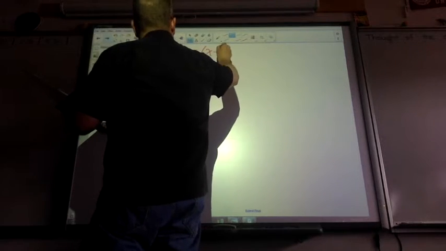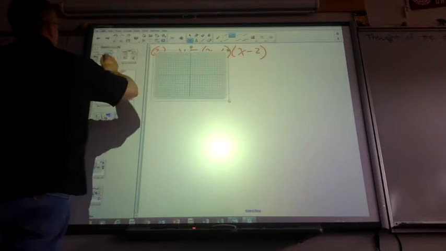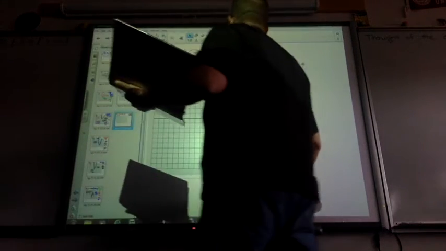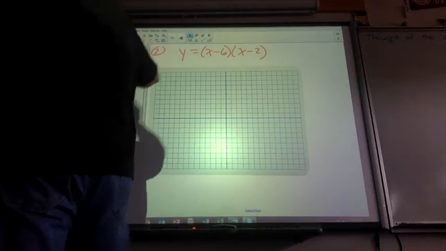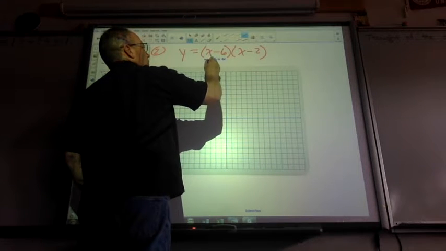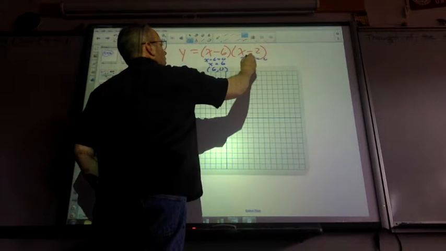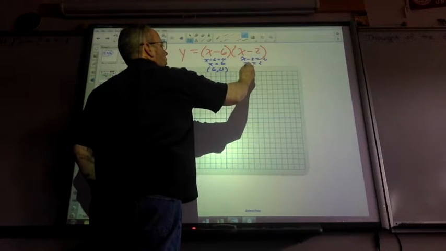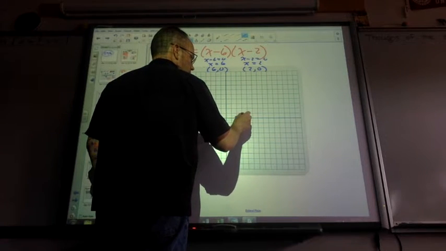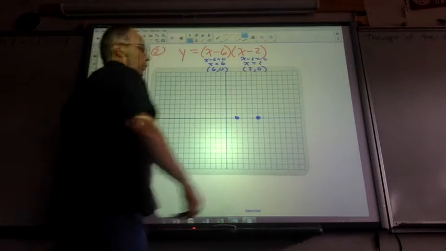Okay, is the second problem presented in vertex form? No, but it's set up so we can find the roots. What do you mean it's set up to find the roots? Well, my roots are going to be this. This is the math that's taking place. So you get 6, 0, and 2, 0. Those are my roots, definitely.